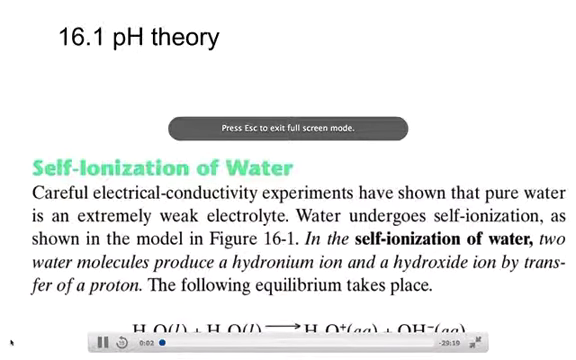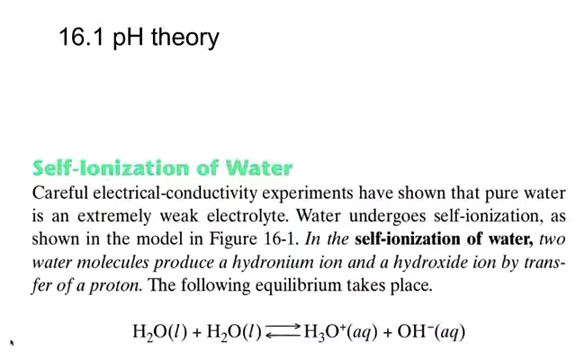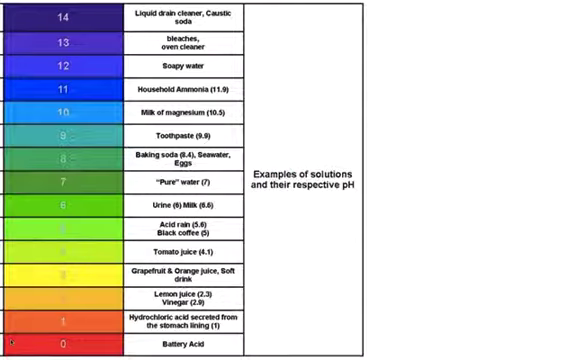So 16.1, we're really getting into acid-base stuff now, and we're going to talk about pH theory, or how pHs are calculated, what pHs even mean. We probably have a little bit of experience with pHs, and know that low pHs mean things are acidic, and high pHs mean that things are basic. So our knowledge right now of pH is probably something like this.